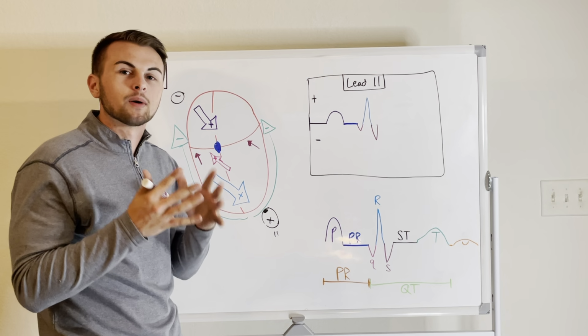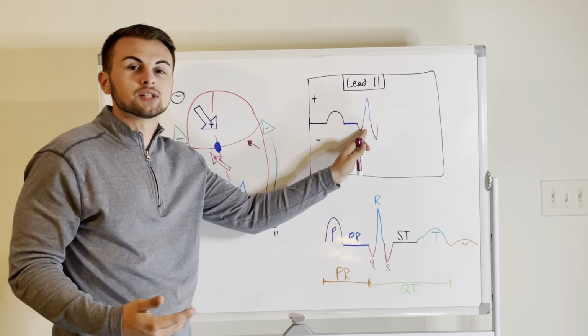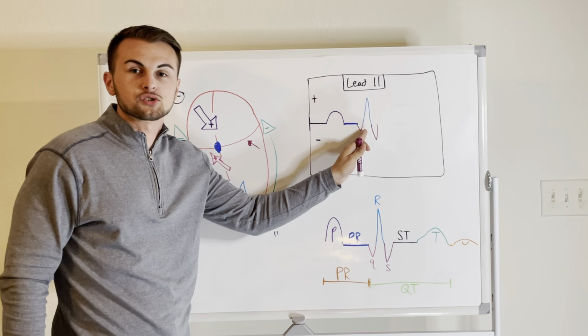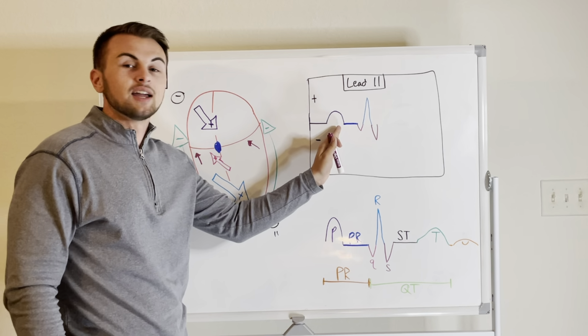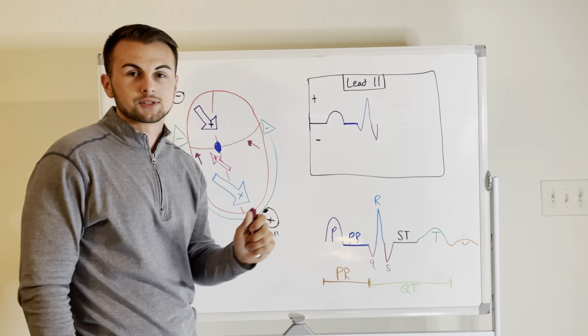As an aside, remember that the QRS complex is sharp. This is because it's using the fast Purkinje electrical system that is not present in the atria, which is why the atria are a little bit slower. They have these rounded tops.